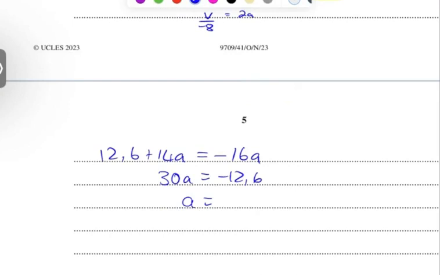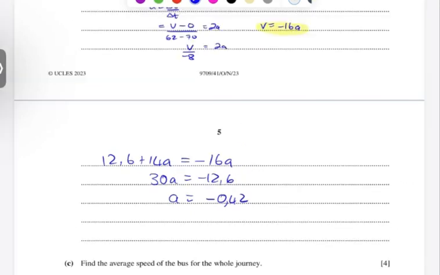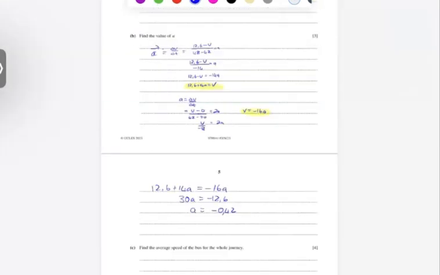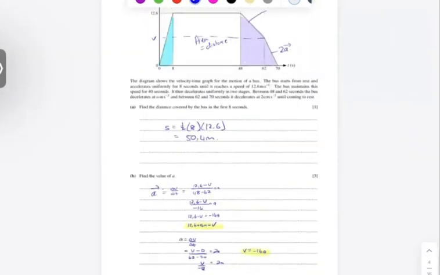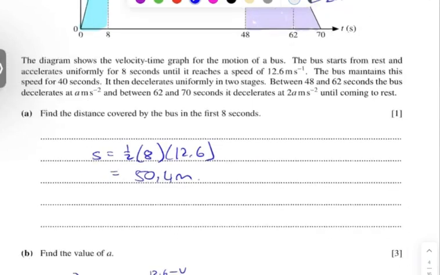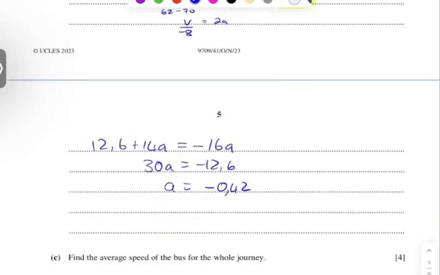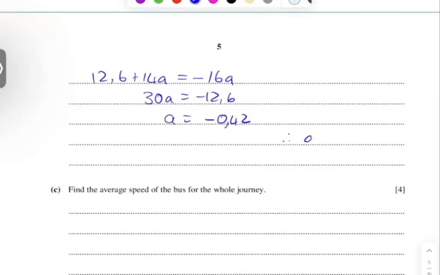And this gives me an acceleration of negative 0.42, so it's decelerating. But they have said it decelerates at A. So they've already told me it's decelerating, so I don't need to actually give them the minus sign. I could just give them the value of A because they've already said it's deceleration. Okay, so my answer there is going to be 0.42.